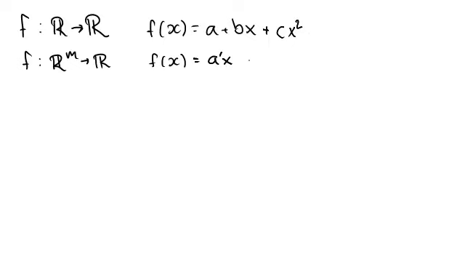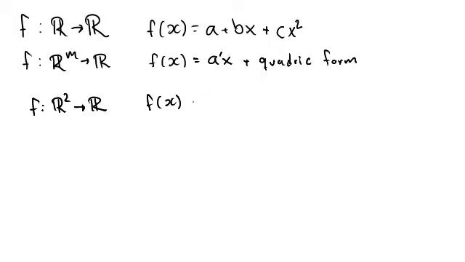For a multivariate function, this quadratic term is called a quadratic form. So let's ignore the linear part of the function and let's focus on the quadratic part. We begin by considering the simplest case where m is 2. So I have a function from R2 to R. So I can write f of x as f of x1 comma x2.